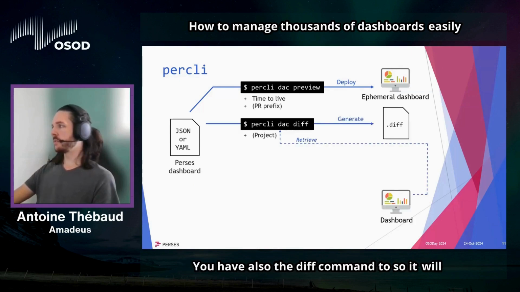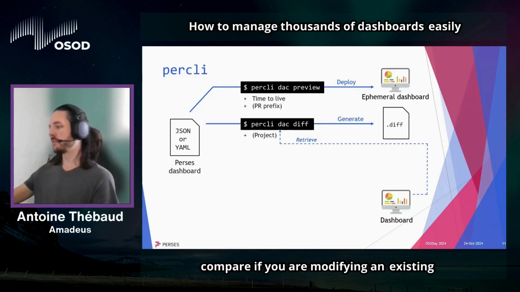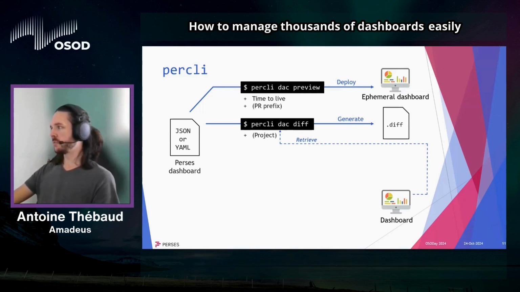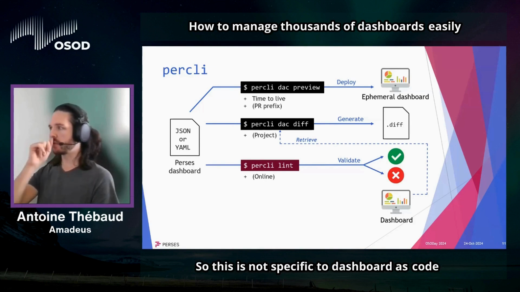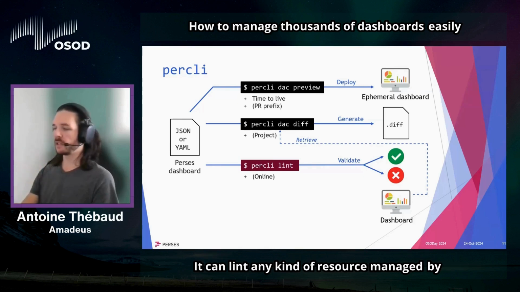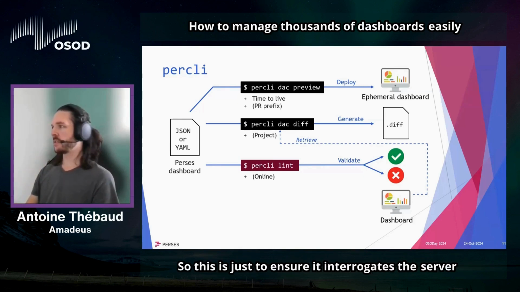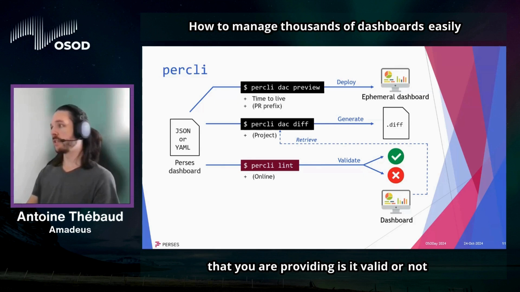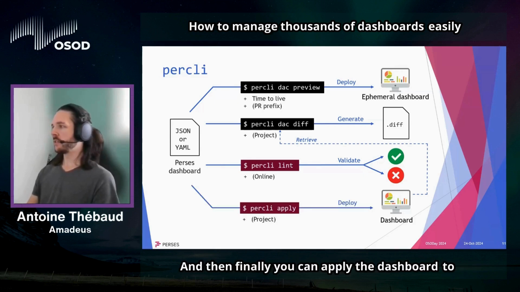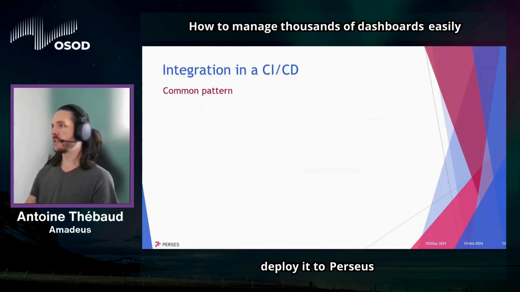You also have the diff command, which, if you are modifying an existing dashboard, retrieves the existing dashboard to compute the diff. Then there is the lint command. This is not specific to dashboard as code; it can lint any kind of resource managed by Perseus. It interrogates the server and checks against the list of supported plugins, etc., whether the dashboard you are providing is valid or not. And finally, you can apply the dashboard to deploy it to Perseus.